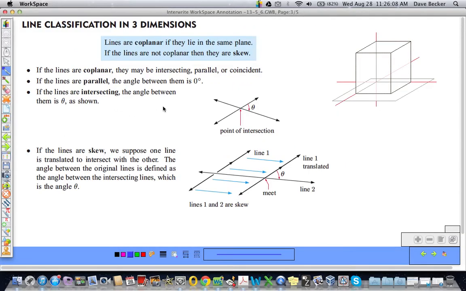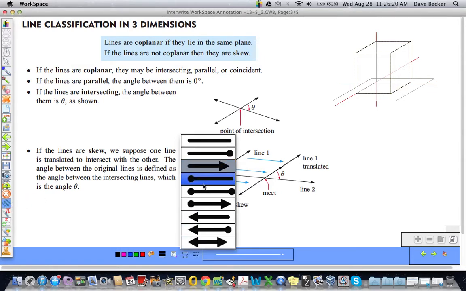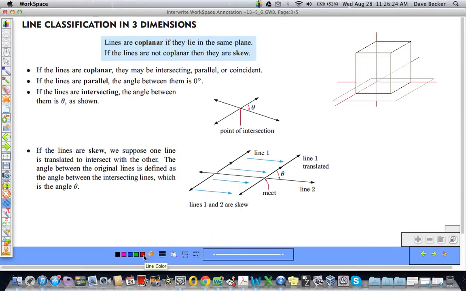In 3 dimensions, lines are coplanar if they lie in the same plane. They lie in the same plane. So let's see if we can get examples of that. Okay, let's get some lines right there, and we'll go red. Okay, so for example, if you think of this front box wedged into this 3-dimensional graph, we'll say this is x, this is y, and this is z. Okay.